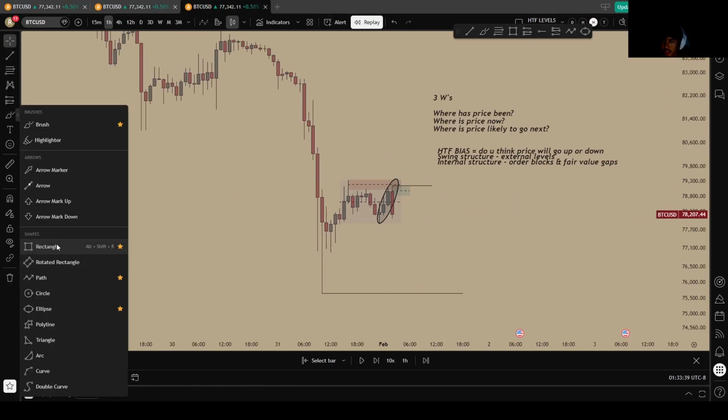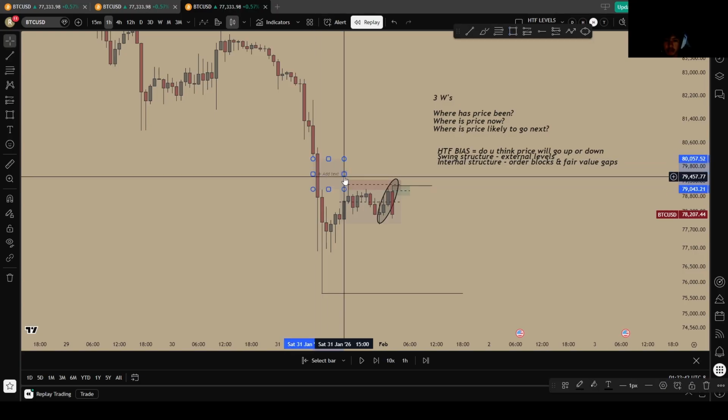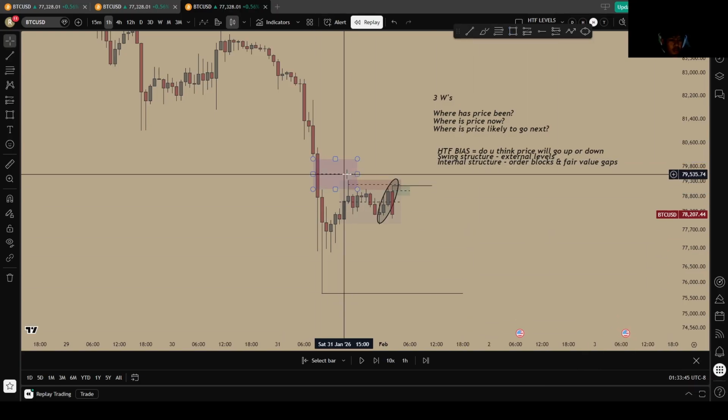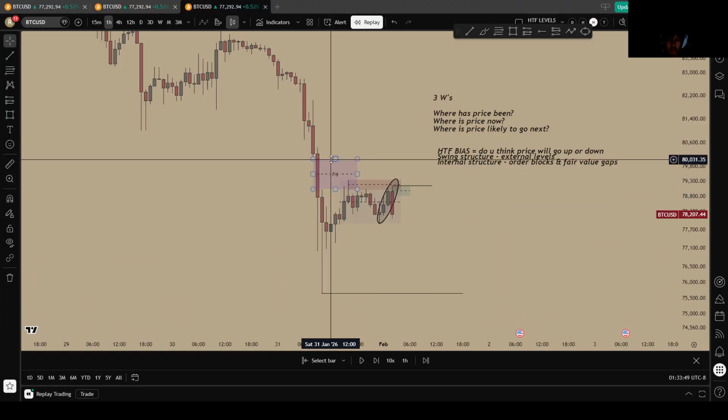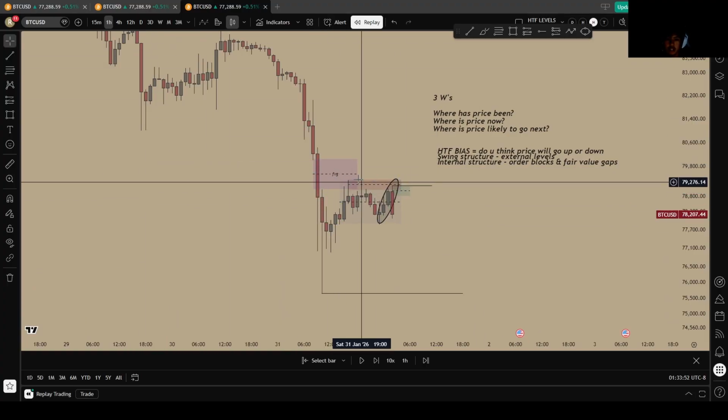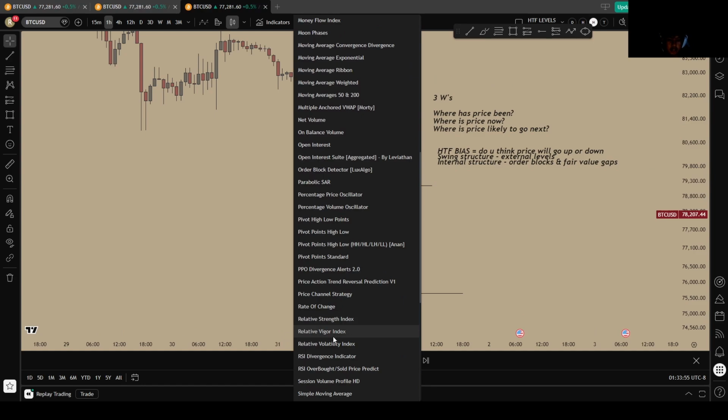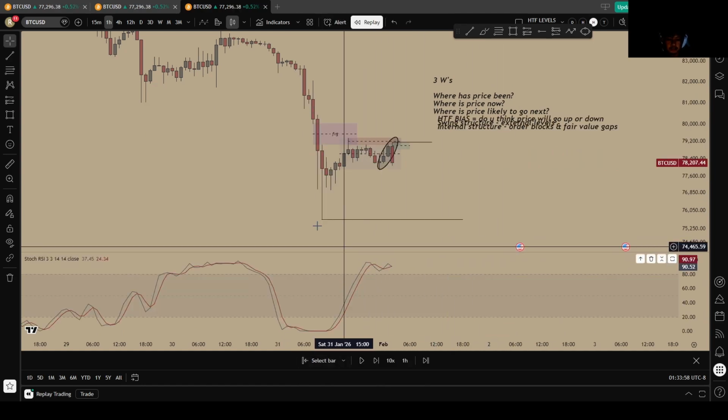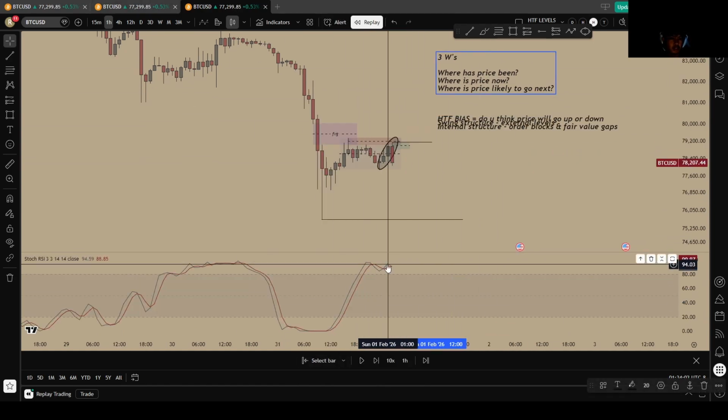We can see right here, price was inside of a bearish fair value gap, right? I'm going to label this purple, fair value gap. So price reacted to this bearish fair value gap. Let's look at the RSI. I'm not sure if you utilize indicators at all, but the RSI is a good one. We can see right here on the RSI, where has price been? Where's price now? Price is overbought right now.